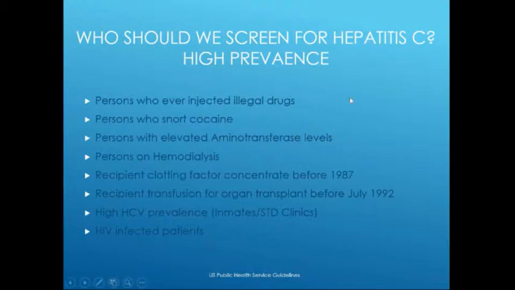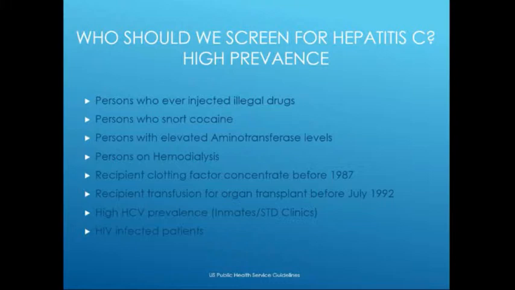Who should we screen for hepatitis C with a high prevalence group? Those who ever injected illegal drugs. And I think, again, a take-home message, I know most of y'all know this, but a lot of the medical students that come on service, we ask, what are the risk factors for hepatitis C? And they're aware of IV drug use, and they're aware of blood transfusions before 1990, but they're really not aware of nasal cocaine use. So the NIH consensus study really says that nasal cocaine use is the number one risk factor as far as illicit drug use for transmission of hepatitis C.